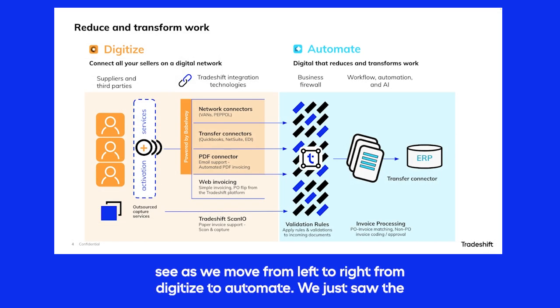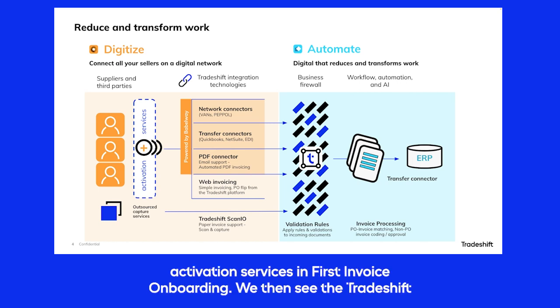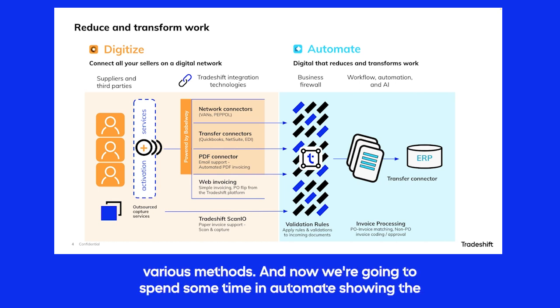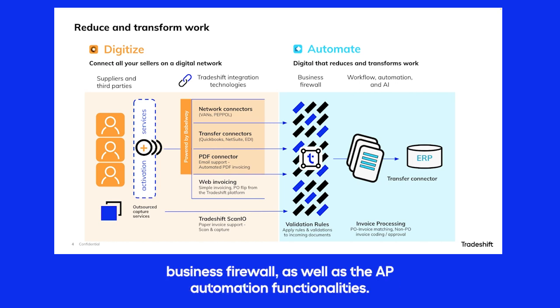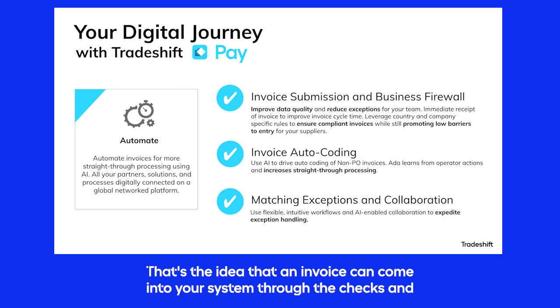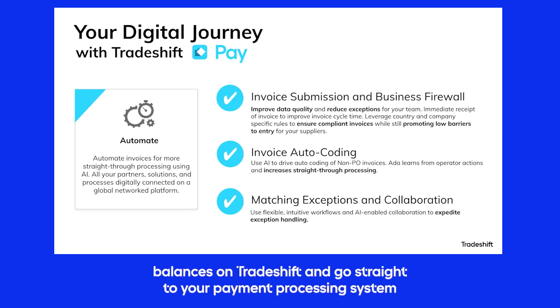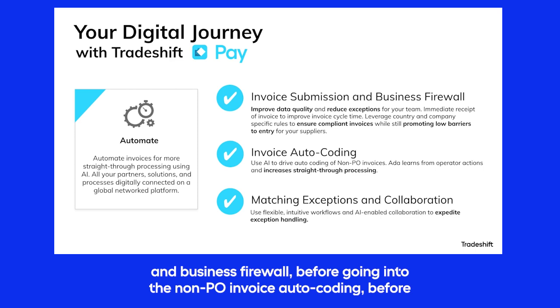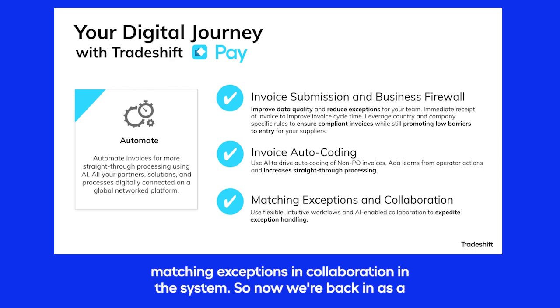In this visualization, we can see as we move from left to right, from digitize to automate. We just saw the activation services and first invoice onboarding. We then see the Tradeshift integration technologies allowing your suppliers to connect with you through various methods. And now we're going to spend some time in automate, showing the business firewall as well as the AP automation functionalities. Tradeshift's main focus in the automate section is to create more straight-through processing. That's the idea that an invoice can come into your system through the checks and balances on Tradeshift and go straight to your payment processing system without human intervention. Let's demonstrate through invoice submission and business firewall before going into the non-PO invoice auto-coding before matching exceptions and collaboration in the system.